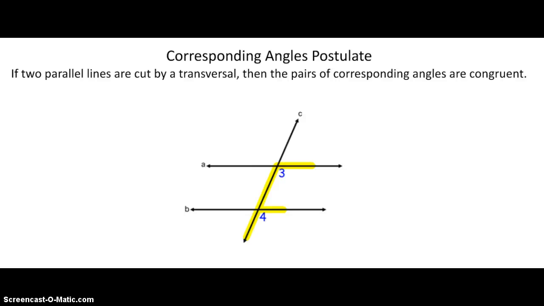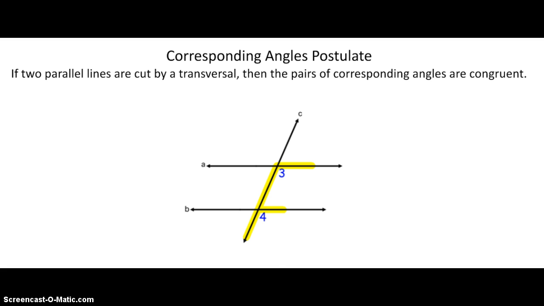Through your discoveries with parallel lines and transversals, you should have discovered 4 different postulates or theorems. The first one that we look at is the corresponding angles postulate. And that says if 2 parallel lines are cut by a transversal, then the pairs of corresponding angles are congruent. So, this is a postulate. We know this to be true. It does not need to be proven.